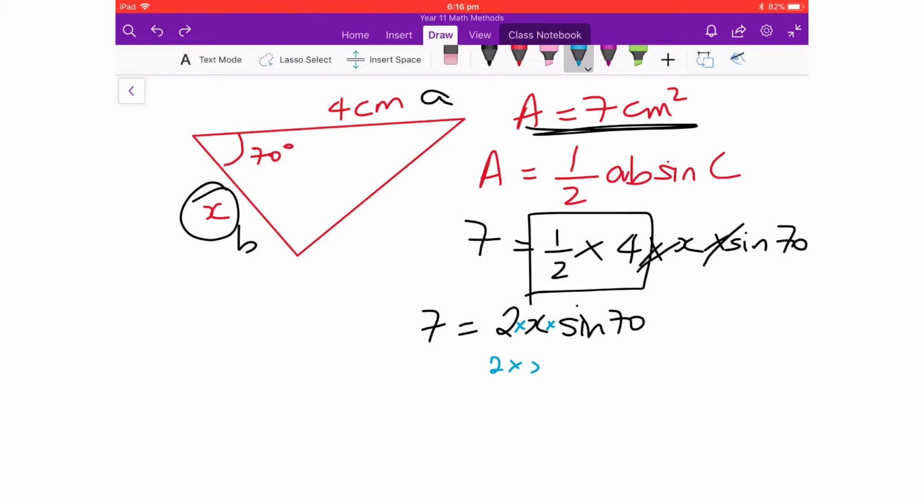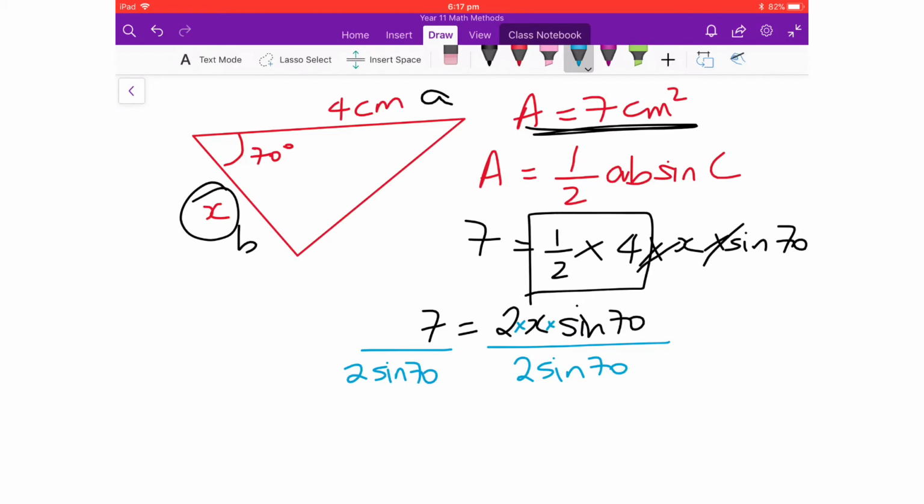If they're being multiplied, the rule for rearranging is that you do the opposite of what's happening, and you do it to both sides. In this case, they're being multiplied and I want X on its own. X is being multiplied by 2, but it's also being multiplied by sine 70. So I'm going to get rid of those by dividing by 2 and also dividing by sine 70. Remember, my rule is I do the opposite of what's happening. It's being multiplied, so I'm going to divide, and I'm also going to do it on both sides. So I'm going to do it to my 7 as well: 7 divided by 2 sine 70.